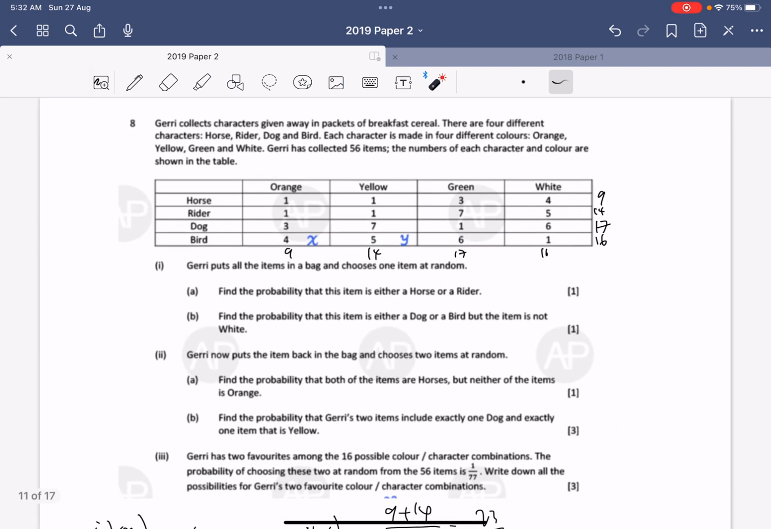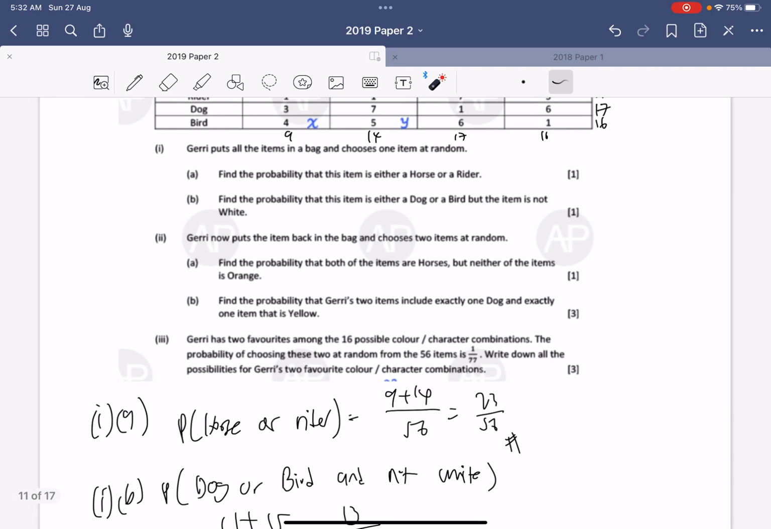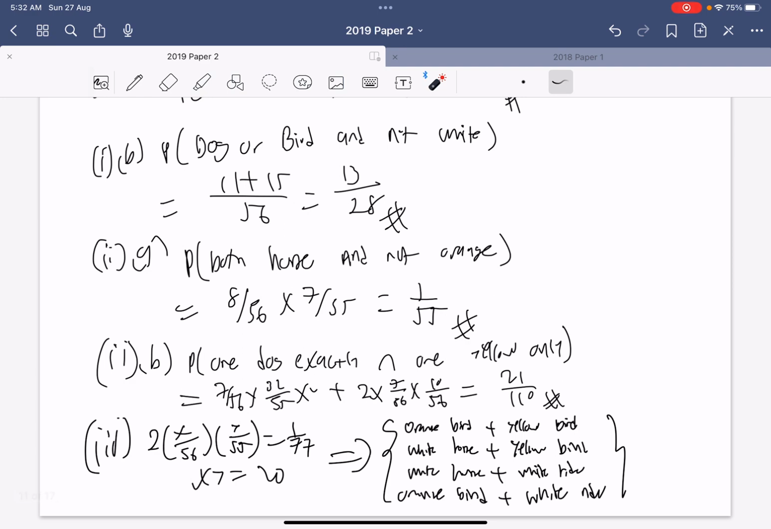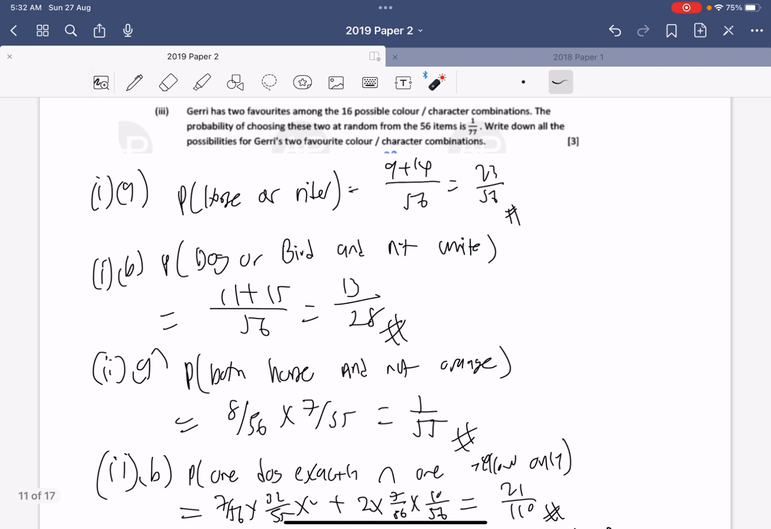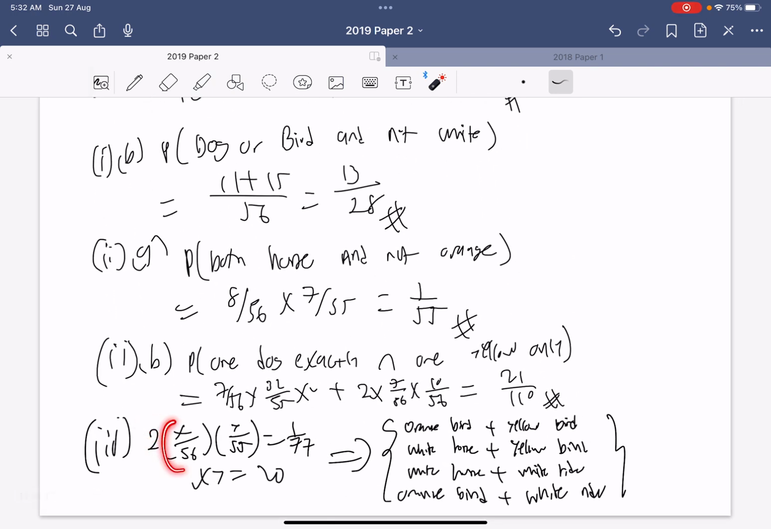As for part 3 now, it's actually kind of interesting, this question. You have 16 combinations, and we know that the probability of choosing 2 of them is 1 over 77. So you're supposed to write down all the possibilities of the 2 favorite color and character combinations. So in this case you choose 2 items, so you have 2 ways already. Then it's x over 56 times y over 55, and that will equal 1 over 77. And with that, xy would then equal 20.